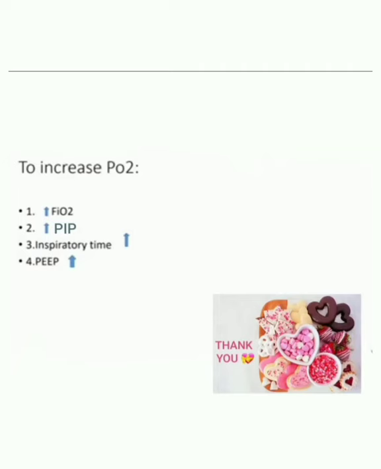So, what steps should we take to increase the partial pressure of oxygen? To increase it, we can do number 1, increase FiO2; 2, increase PIP; 3, increase inspiratory time; and 4, increase the PEEP. I am repeating: to increase the partial pressure of oxygen, we can increase FiO2, increase PIP, increase inspiratory time and increase PEEP. If we practice these questions, it is really easy and interesting.